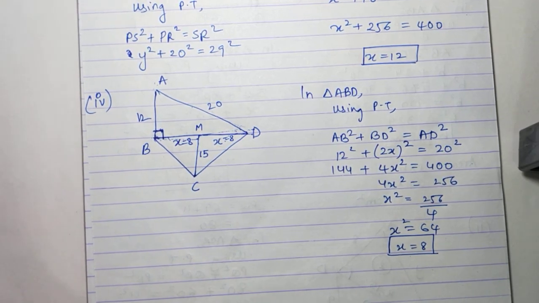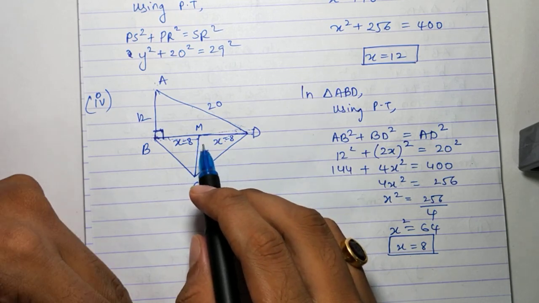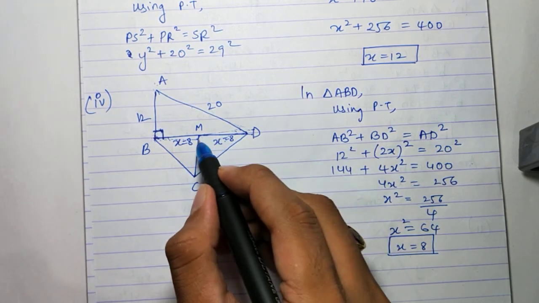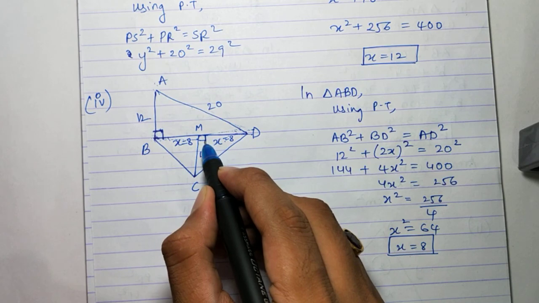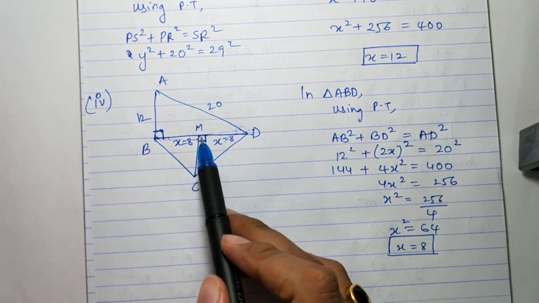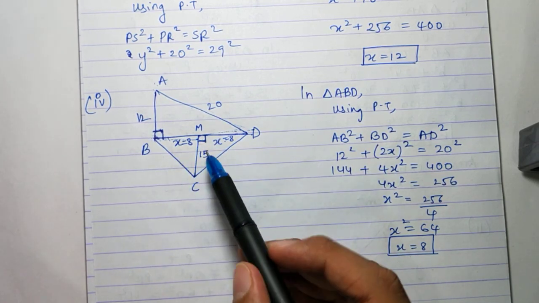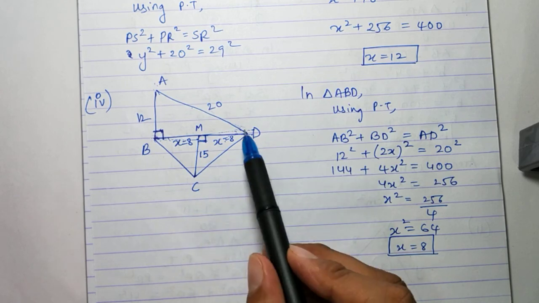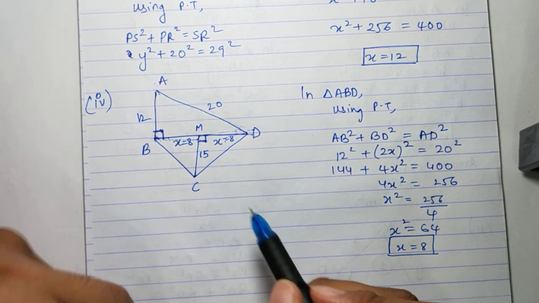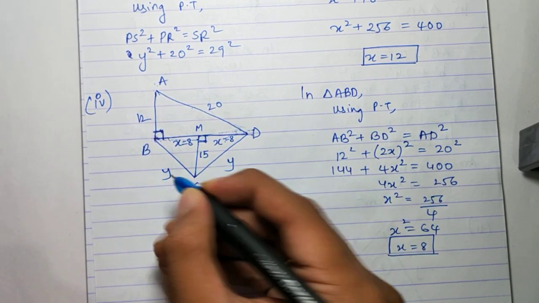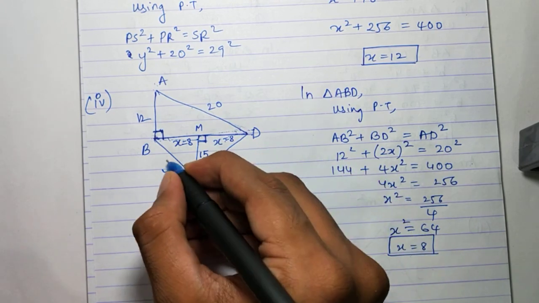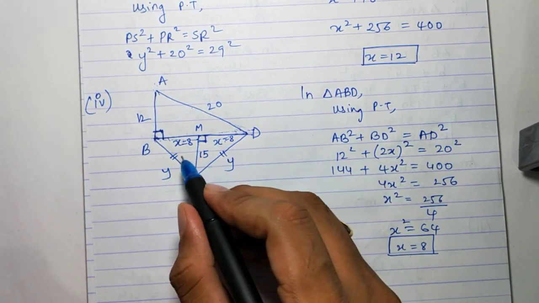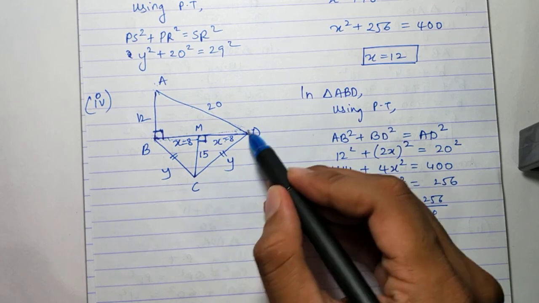Here they have not given it in the diagram, but this angle is 90 degrees. It should be 90 degrees. So if this angle is 90 degrees, we have to find y. Where is y? Here. And these two are the same, which means if we find this one, this is also y. So let's find only this part.